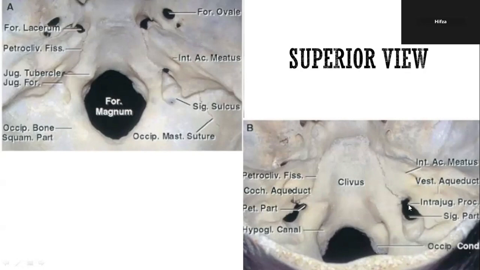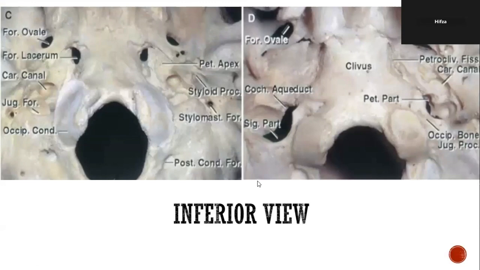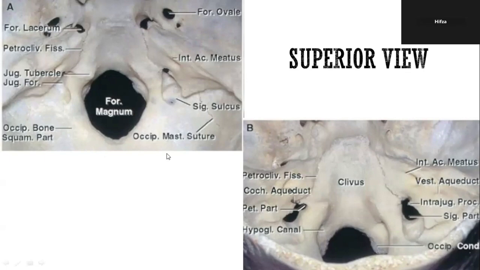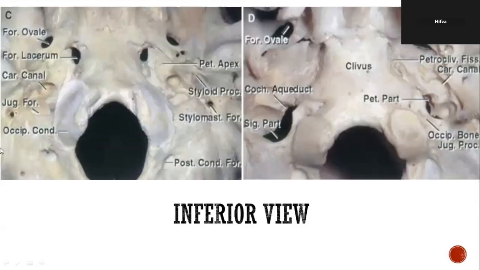And this is the intrajugular process. So this process sometimes divides this foramen into two different foramina. Here, so this was the superior view of the occipital bone. So we are viewing from above, and here we have the inferior view.